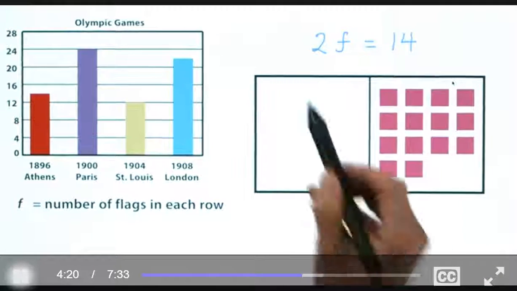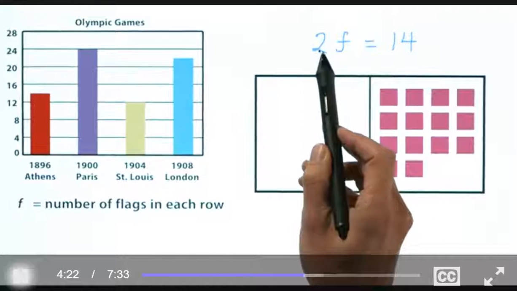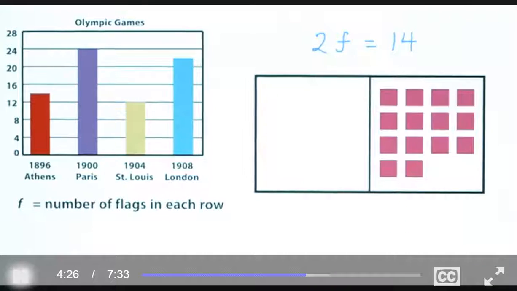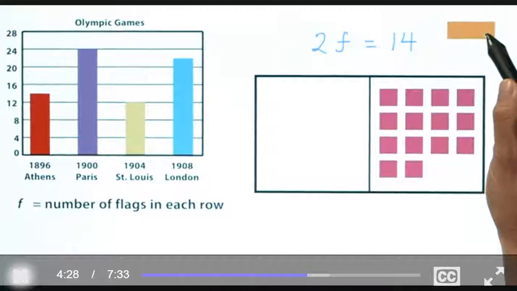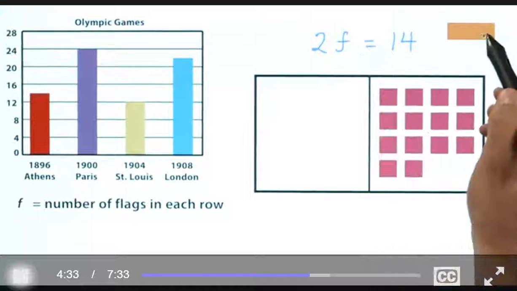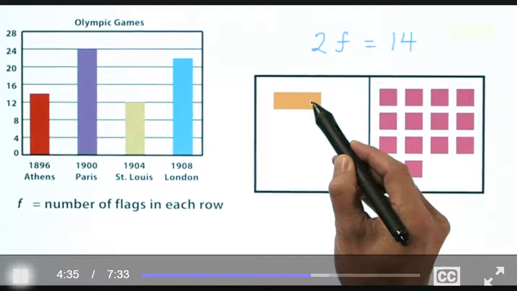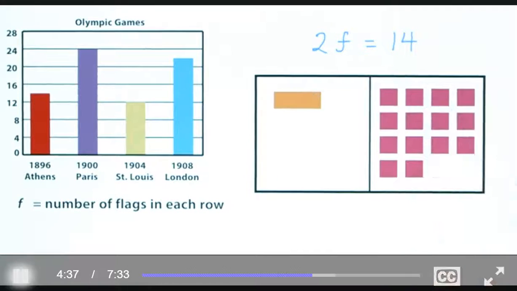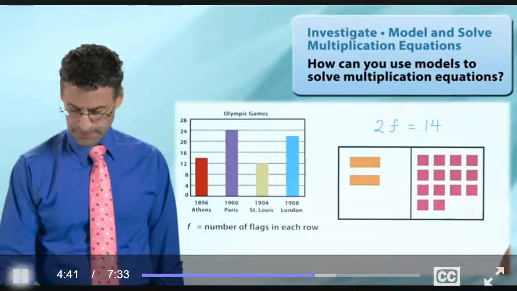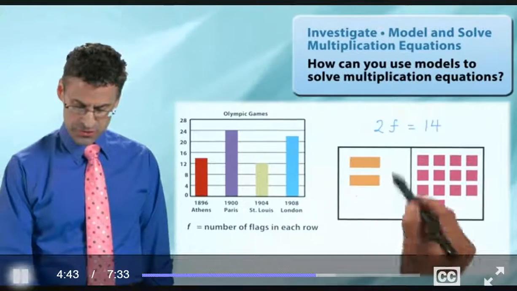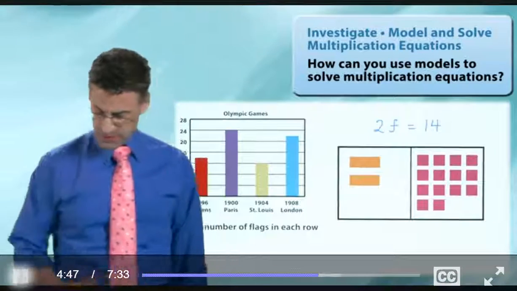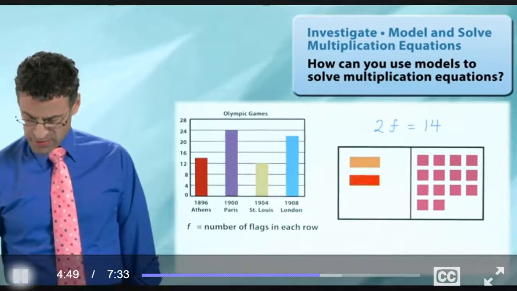That's easy. Now, how do we represent this? This is saying we have 2 times the unknown. So remember, we represent the unknown as a kind of weird shaped thing, this rectangle shape. And so now this says we have 2 of them. So I've got 2 of them, 1 here, and 1 here. So this means 2F equals 14. Now that's where we are right now.